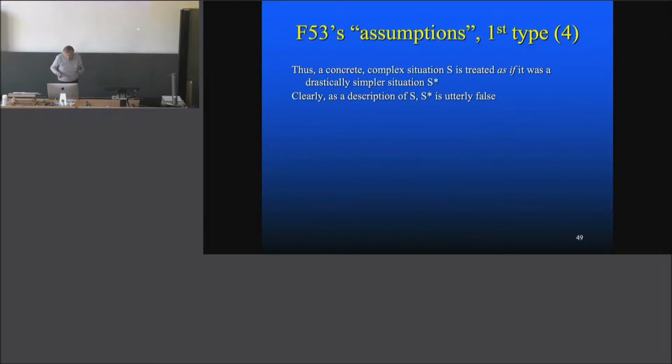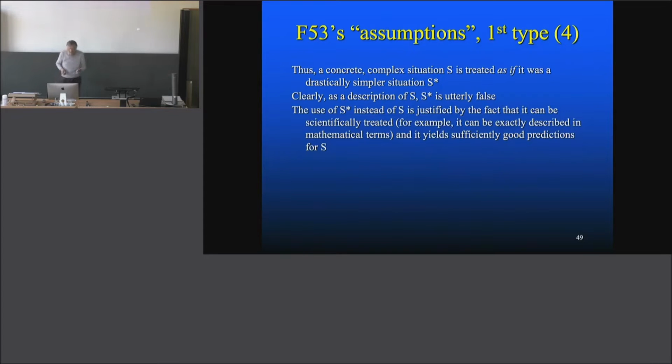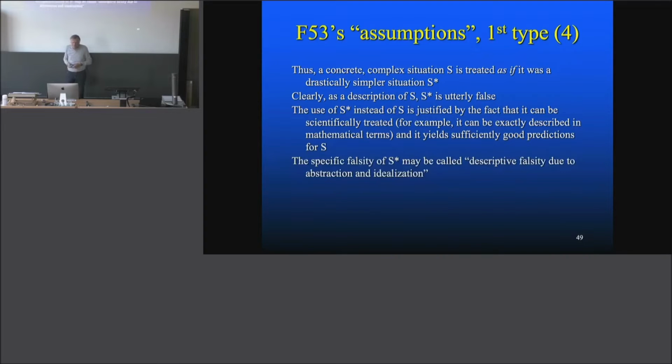So as a description, S star is utterly false. The use of S star instead of S is justified by the fact that it can be scientifically treated. So you write down the law of free fall, and you can immediately calculate. That's very simple. For example, it can be exactly described in mathematical terms, and it yields sufficiently good predictions. That's the case for the law of free fall. That seems to be the case for the cigarette case, where you can treat the firms as if in perfect competition if you have taxation increased from the government.